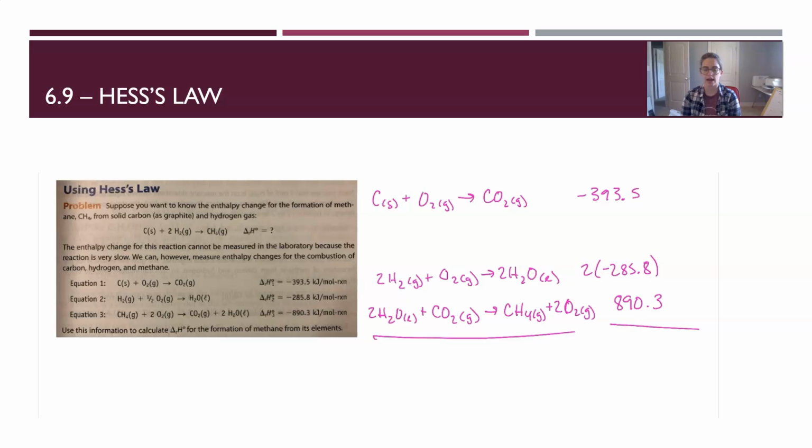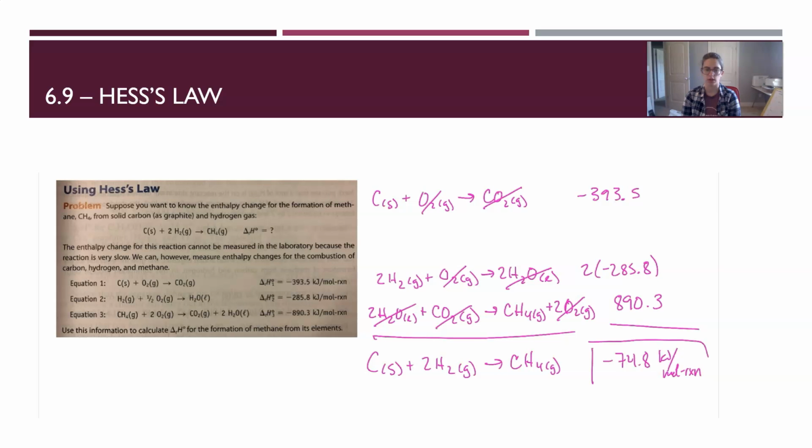Now we're going to treat our reaction arrows kind of like equal signs. I have the same amount of oxygen on both sides, so they cancel out. I have the same amount of water on both sides of my reaction arrow, so they cancel. And same with my carbon dioxide, which leaves me exactly what I'm looking for in my overall reaction. So 1 mole of carbon with 2 moles of hydrogen gas forming 1 mole of methane gas. And then when I add up all my numbers, I get negative 74.8 kilojoules per mole of reaction.